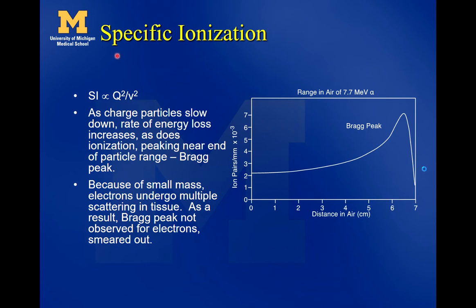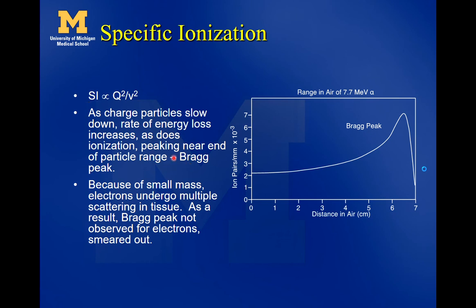So just to get back to specific ionization. Specific ionization is proportional to the square of the charge divided by the square of the velocity of the particle. So the important thing here is that it depends on how fast the particle is going and not how much energy it has. So as charged particles slow down, the rate of energy loss increases. As its velocity goes down, the specific ionization goes up.